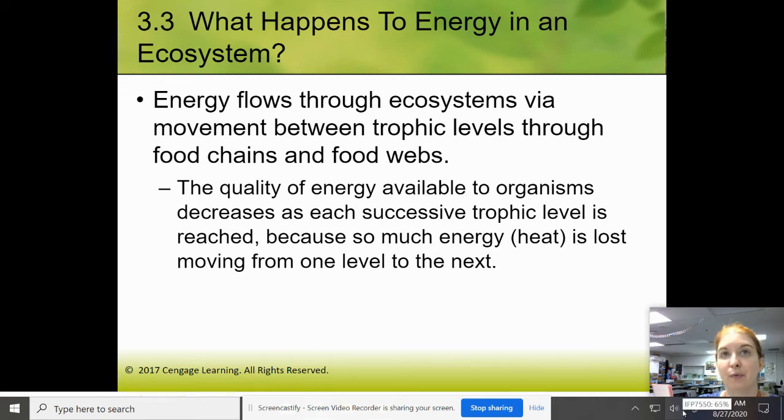Welcome to Chapter 3, Section 3, What Happens to Energy in an Ecosystem. Energy flows through ecosystems through movement between trophic levels, through food chains and food webs. And understand that the quality of energy available to organisms is going to decrease as each successive trophic level is reached, because so much energy is lost as heat moving from one level to the next. We talked about in the last chapter that energy isn't lost, it's just converted to a less useful form. When it's converted to heat, it heats the organism and then goes into the environment, so it's no longer available to be passed on to that next level.